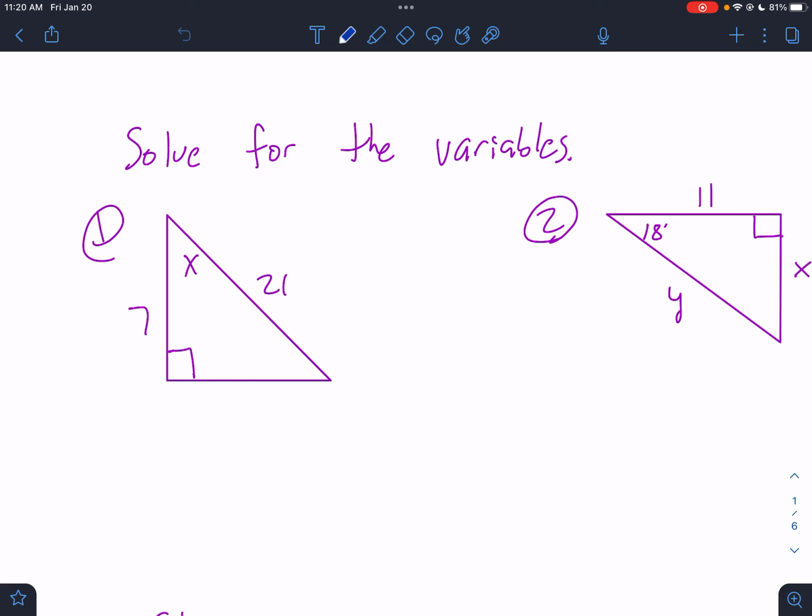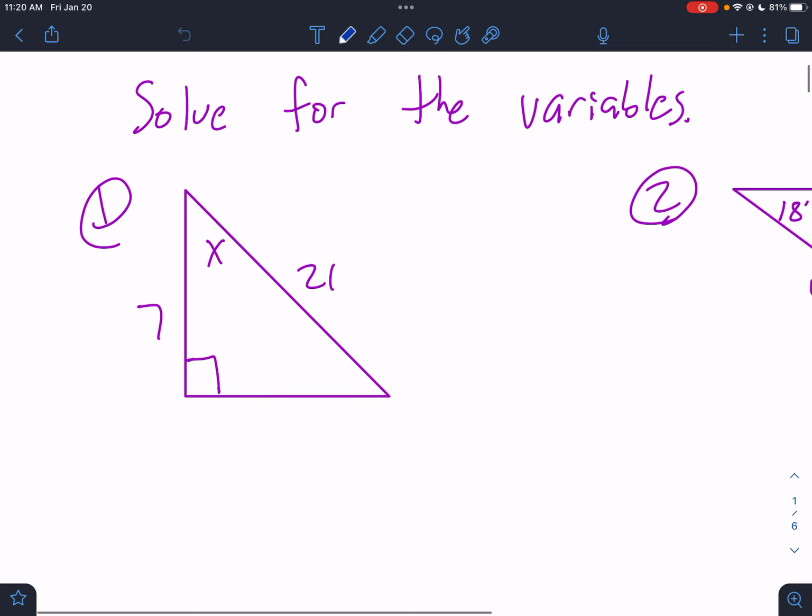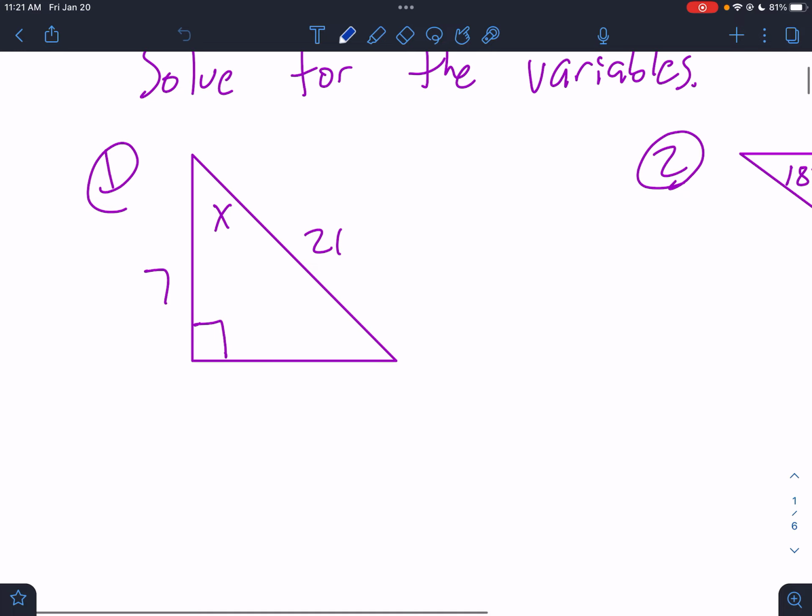I'm going to move kind of quickly through the video. Obviously, you can rewind, fast forward as you need to. Come in and ask questions if you need to. But here we go. So here we have this triangle. We're trying to find the angle.